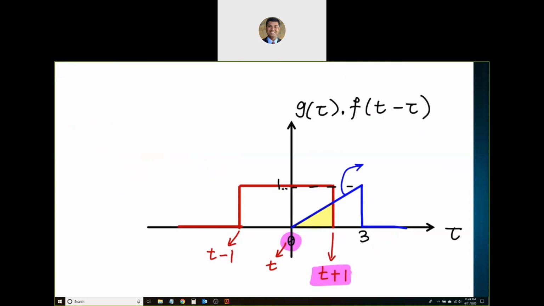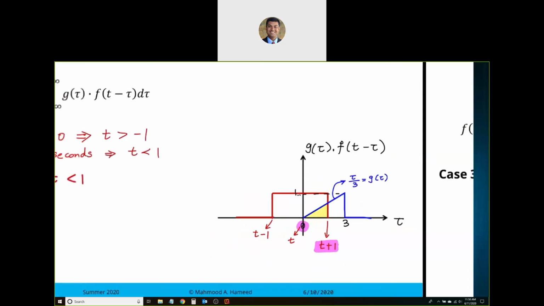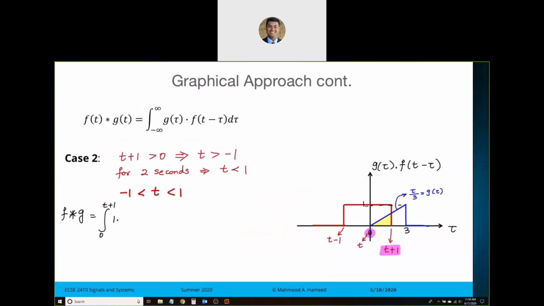a triangle here. So I would need the equation of that line. It passes through 0, so there's no y-intercept. What is the slope? The slope is 1/3. So this would be tau divided by 3. That's g of tau. G of tau between 0 and 3 is tau divided by 3. So I would write 1 multiplied by tau divided by 3 d tau. That would be my convolution result.